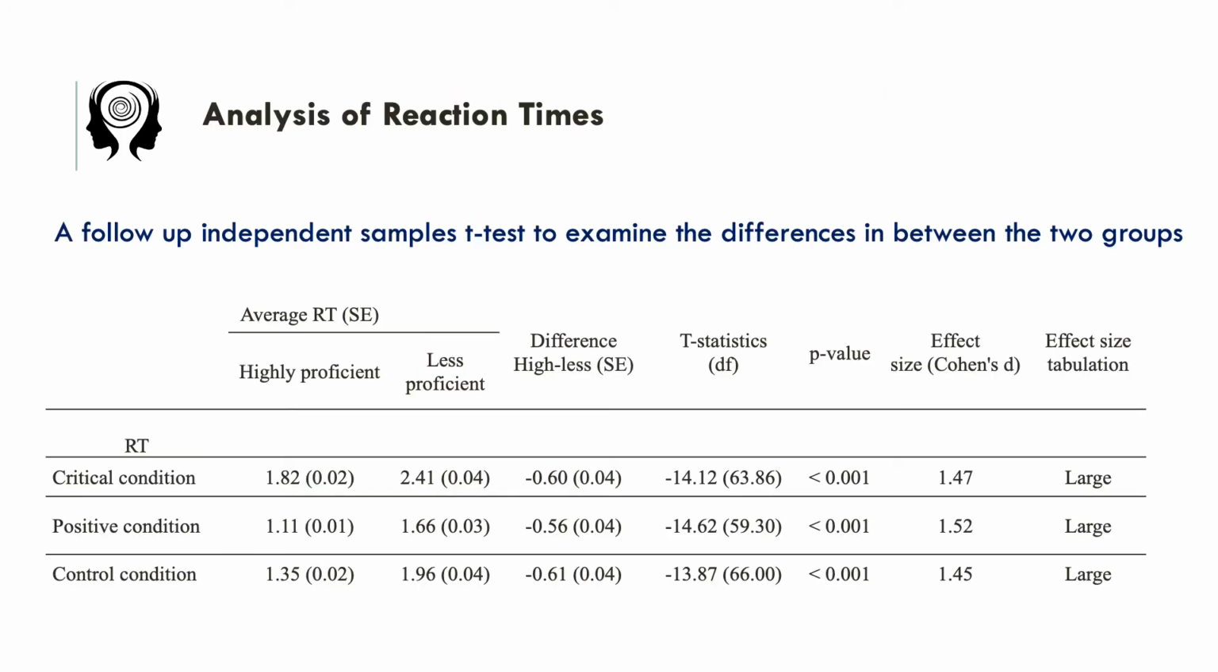To investigate the noted differences for proficiency level in all three conditions, we conducted a follow-up independent samples t-test. As summarized in this table, the average reaction time for the highly proficient participants was significantly smaller than for the less proficient bilinguals in all three conditions. In other words, the highly proficient bilinguals were faster when rejecting or accepting the phoneme compared to the less proficient bilinguals. The size of the difference was large in all conditions.